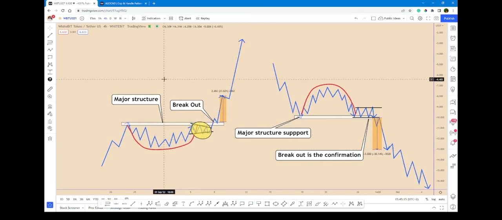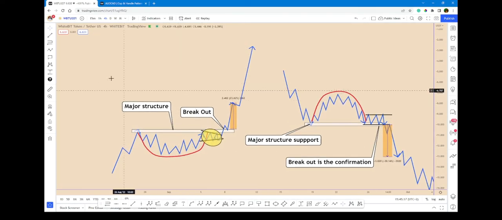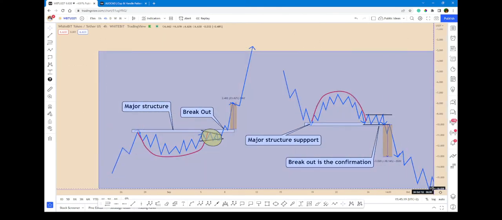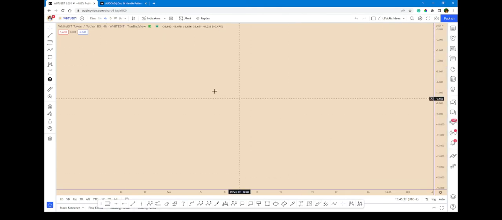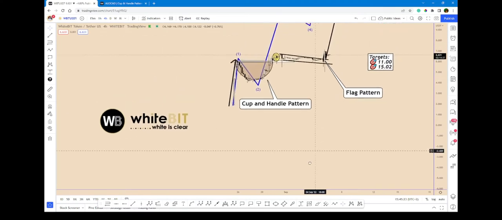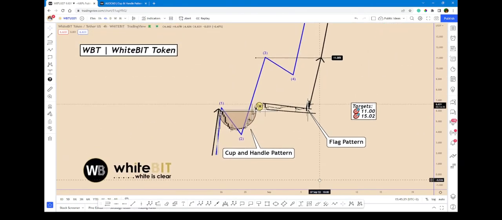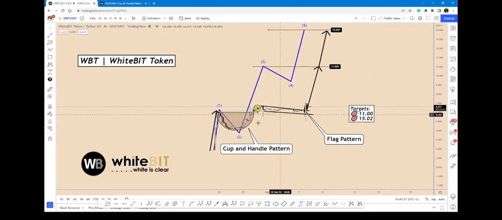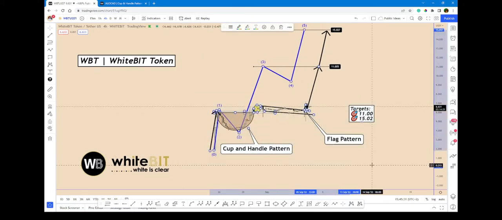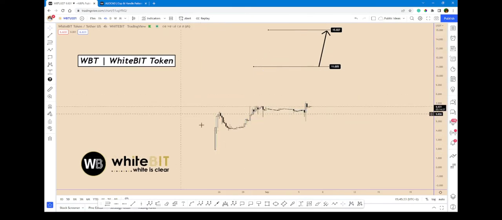Today I'm gonna show you a real-time example of this pattern. This is a very beautiful example that I'm looking at on a WhiteBIT token, and let's see how the price actually formed here. I shared this some days ago.